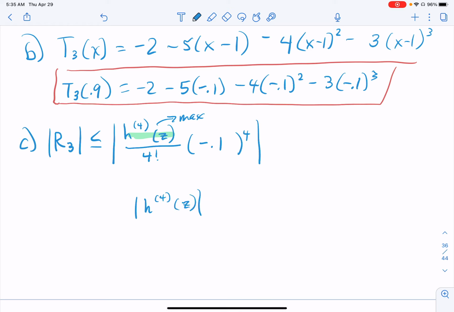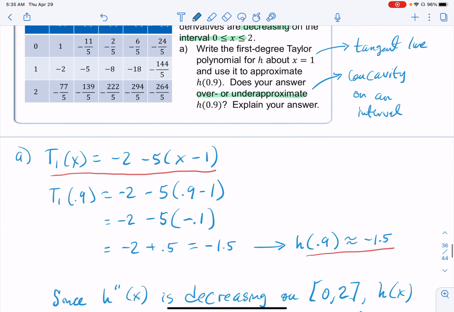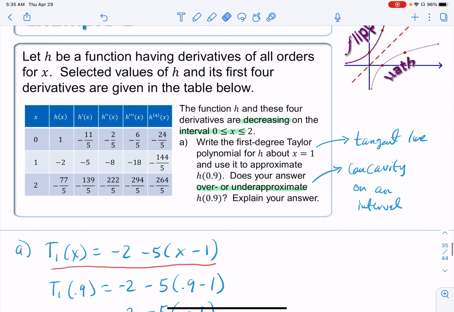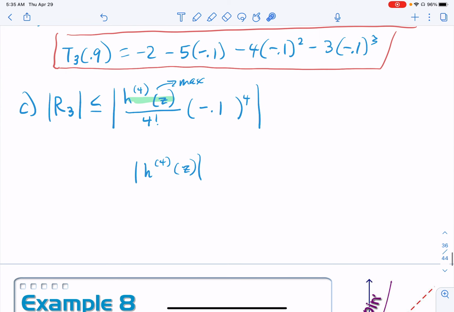And since we don't have a graph, and since we don't have a function in order to be able to do that, we need to use the table values. And we have the fourth derivative in our table values right there, right? And notice that they're negative, and that's kind of important. They're both negative and they are decreasing. So let me sketch a little picture of what is going on here.